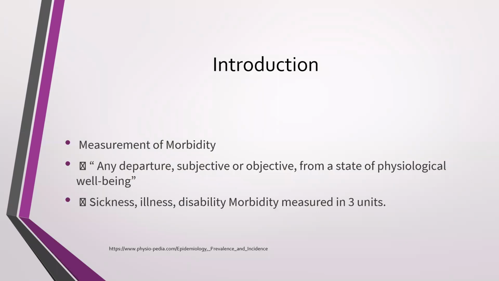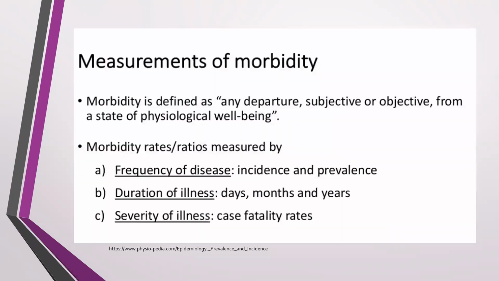So morbidity is actually the departure, either subjective or objective, from the state of physiological well-being. Or we can say that morbidity is the sickness, illness, or the disability. And it's normally measured in 3 units. One is the frequency of disease, either the incidence and prevalence, the duration of the illness, the days, months, and years, and the severity of the illness, the case fatality rates.